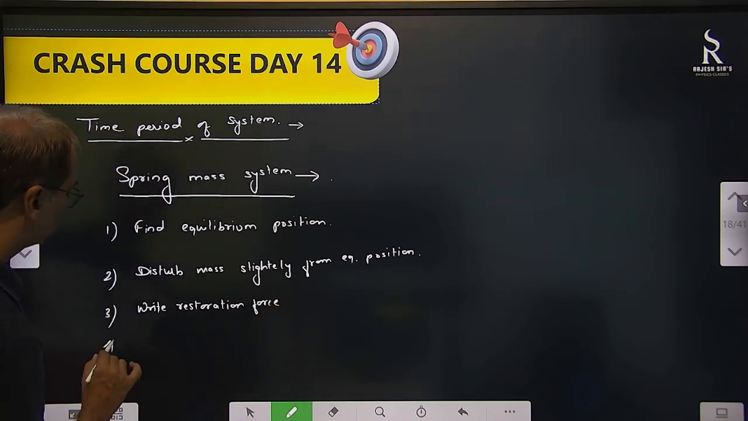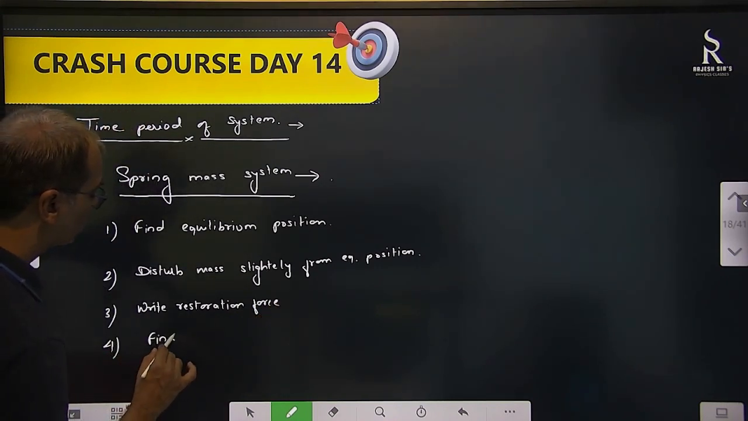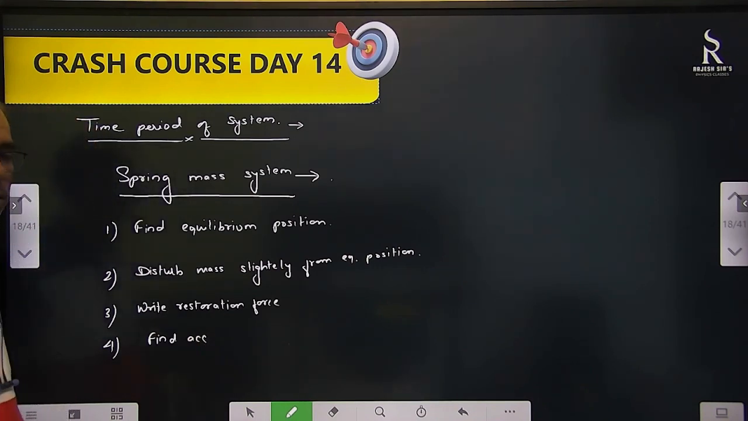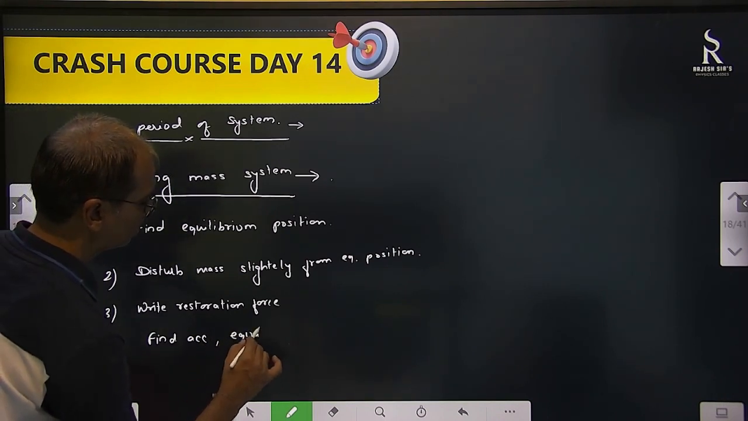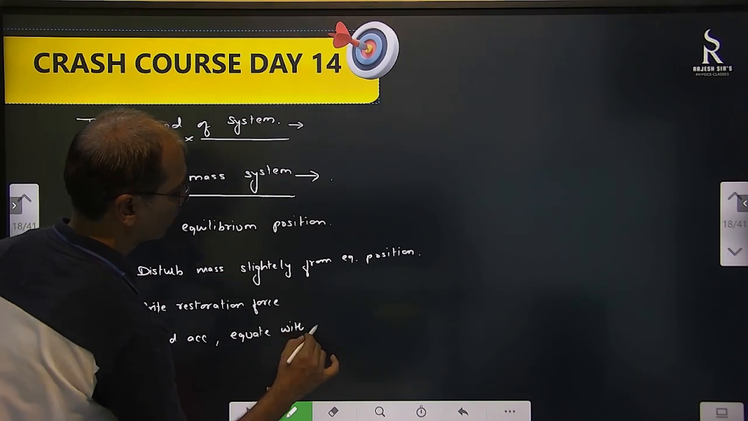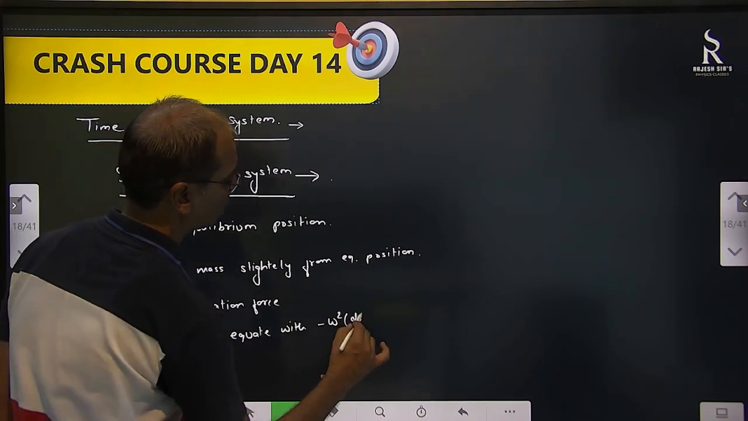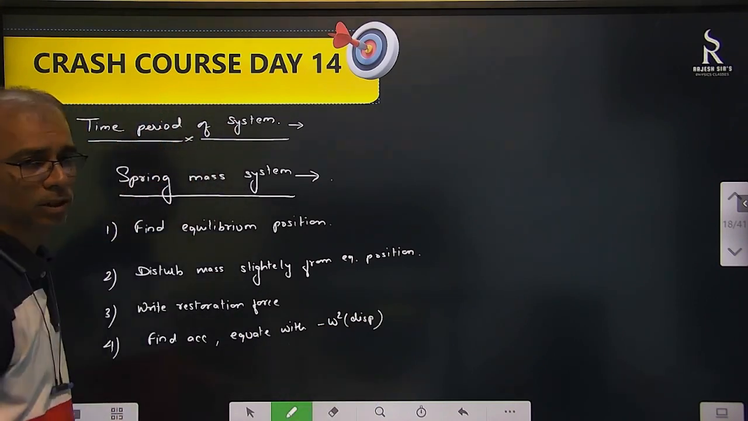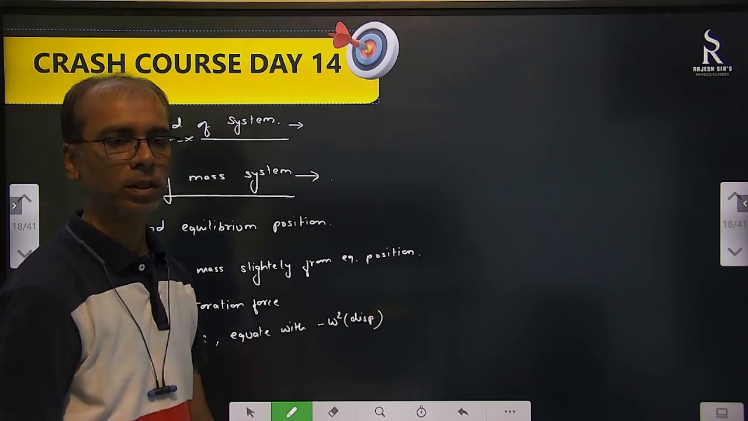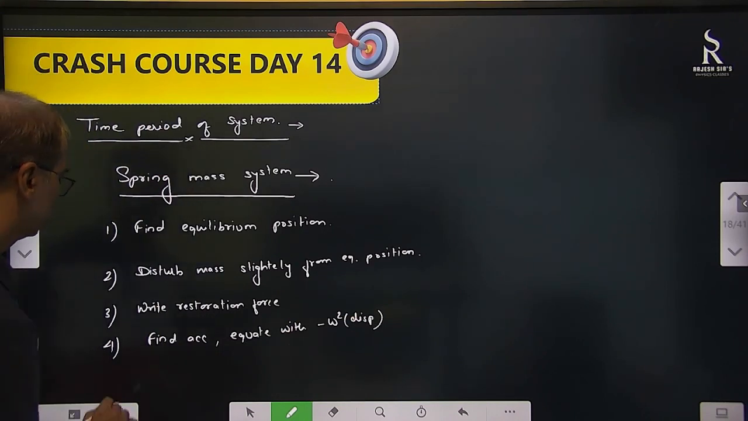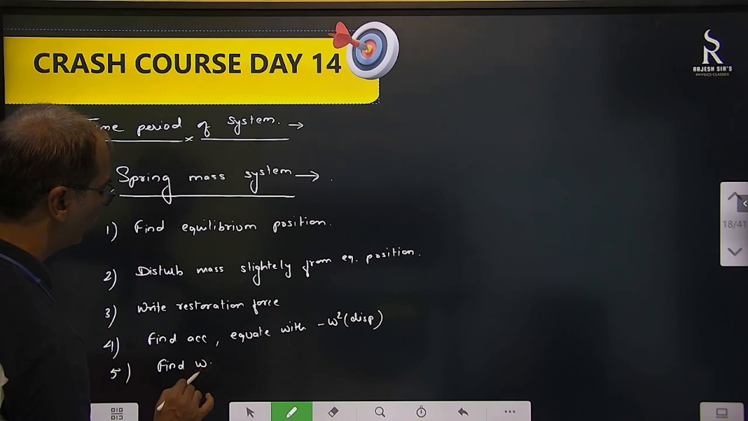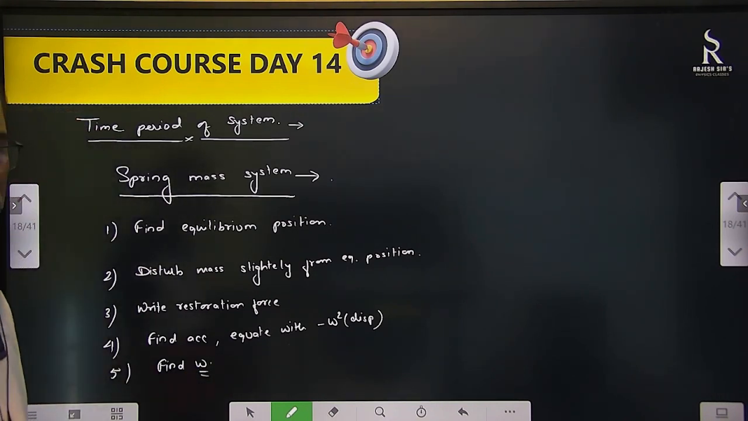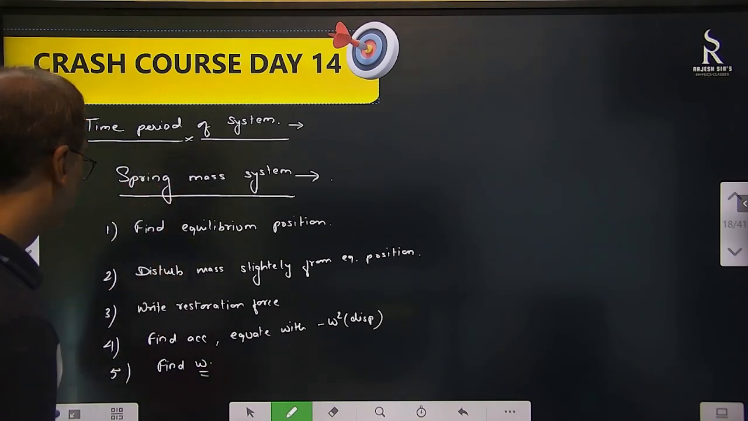Then find the restoring acceleration, and then equate it to minus omega square into displacement. What is acceleration's actual value? Minus omega square y, minus omega square displacement. Get the value of omega from here, find omega, and that's it. Once we find omega, frequency is there and time period is also there. So this is normally the method. But what are we going to do?